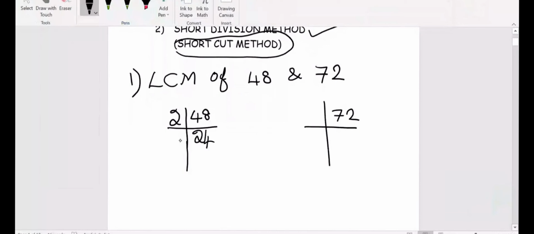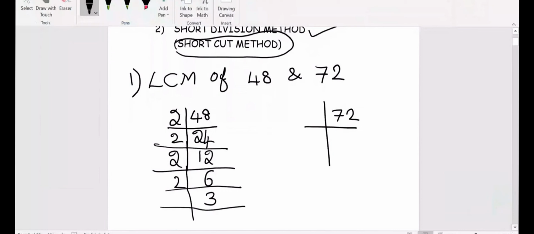Then again I'll continue the same process here. 2 ones are 2, and 2 twos make 4. Again 2, 6 twos are 12. Again 2, then 3. I should not stop the steps here. I should continue by taking 3 as the divisor, so it makes 1 as the remainder. This way I have to do it for 72 also.